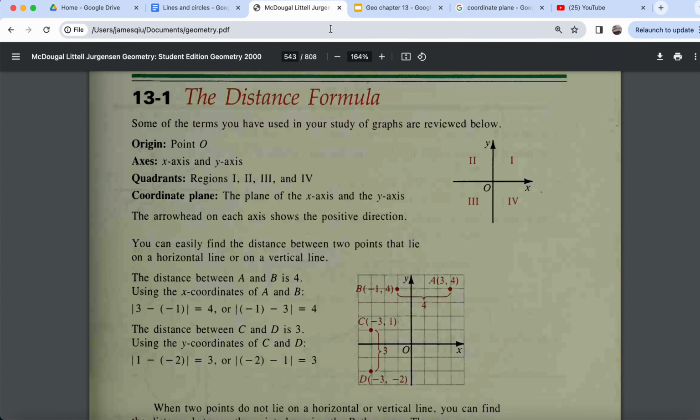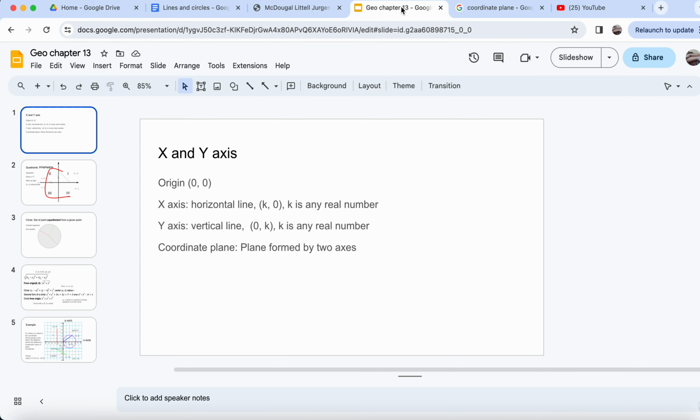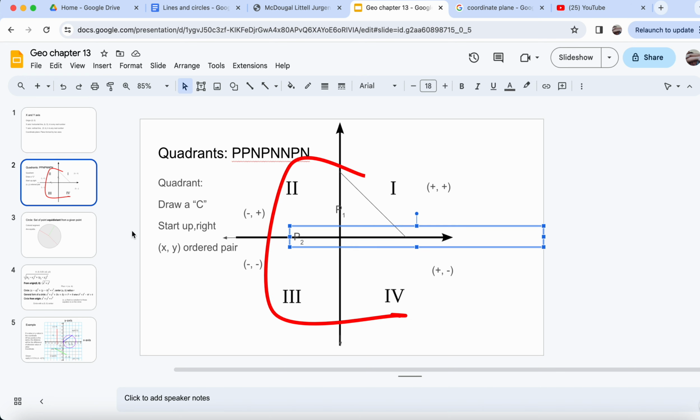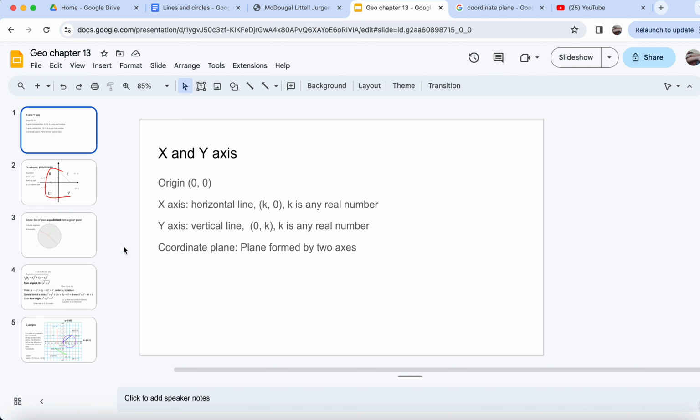Overview of chapter 13.1. Origin is point O here. You have a coordinate of 0, 0. The x-axis is the horizontal line here. So P2 is on the x-axis, and every point on the x-axis has a coordinate of (k, 0). K can be any real number, but 0 must be the y value.